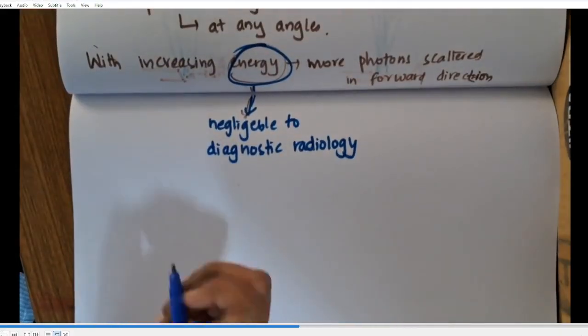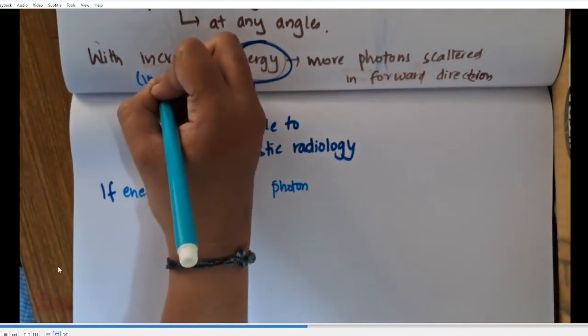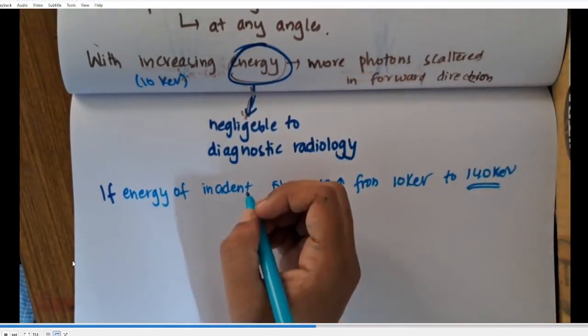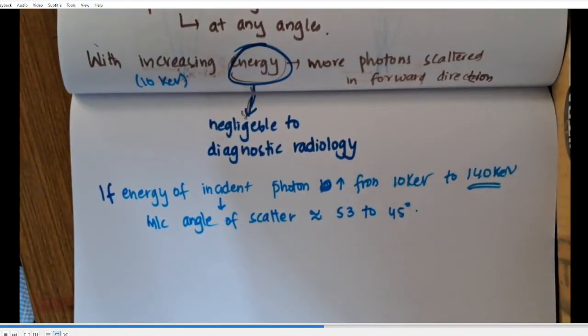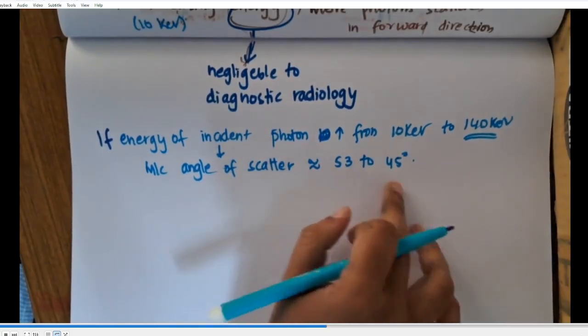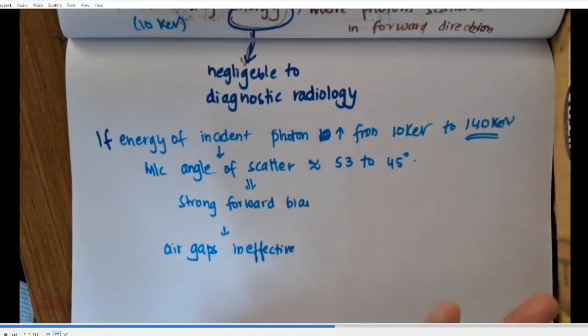So when the energy of an incident photon increases from 10 kilo electron volt to 140 kilo electron volt, a much greater change is likely in radiology. The most common angle of scatter only changes from 53 degrees to 45 degrees. As a result, with strong forward bias, as in megavoltage therapy, air gaps are ineffective as a means of controlling scatter radiation. So at higher kilovoltage, the air gaps are ineffective.